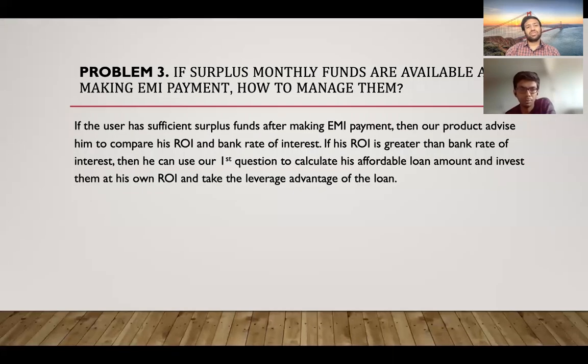Coming to the next question: if surplus monthly funds are available after making the EMI payment, how to manage them? If the user has sufficient surplus funds after making the EMI payment, then our product advises him to compare his return on investment and the bank rate of interest. If his return on investment is greater than the bank rate of interest, then he can use our first question to calculate his affordable loan amount and invest it at his own return on investment and take the leverage advantage of the loan.